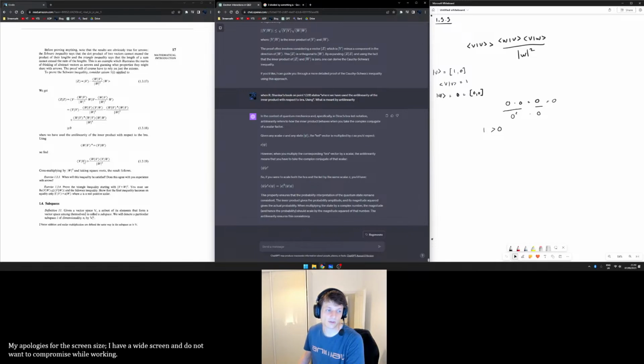Now, I don't know if that's what it's getting at, but that feels right to me. So does this agree with your experience with arrows? Well, sure. If you multiply by null vector, you're going to get 0. It says, when will this inequality be satisfied?